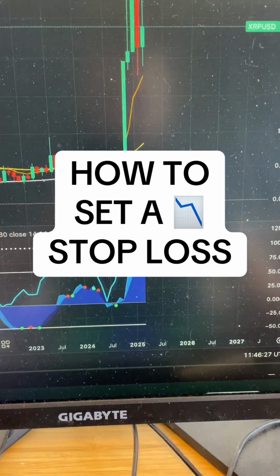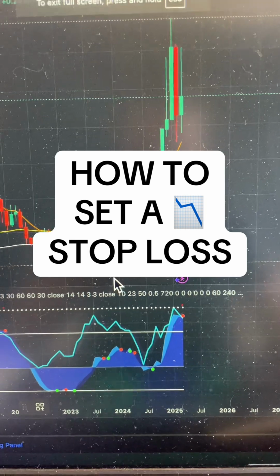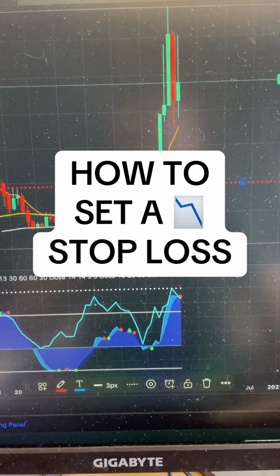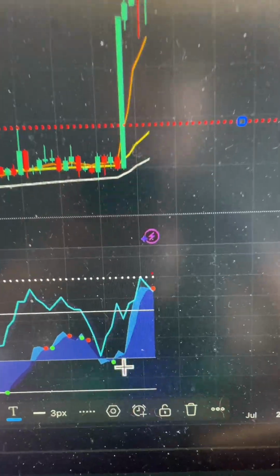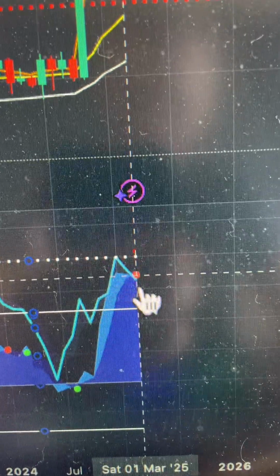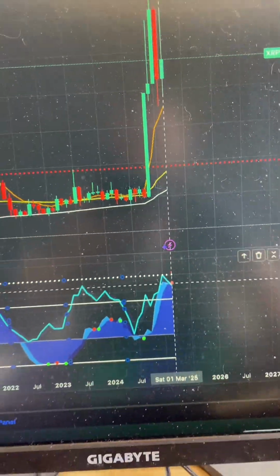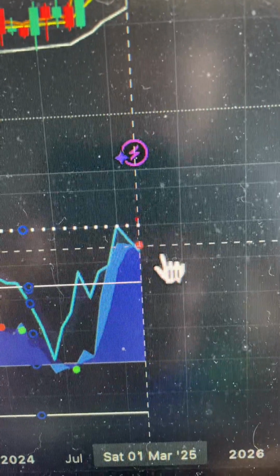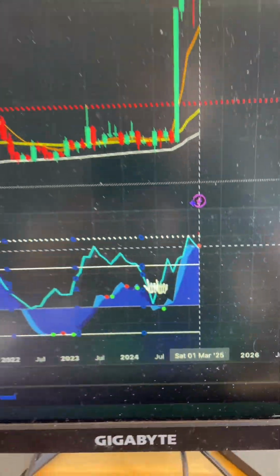All right, folks, so this is a question I get a lot here on the channel. It's how to set up a stop loss. So the way I like to do it is I use these green and red dots to identify where we're going to bounce and where we're going to top. Okay, there's a few more things I use, but this will really tell me when and where to set my stop loss. And let me explain.